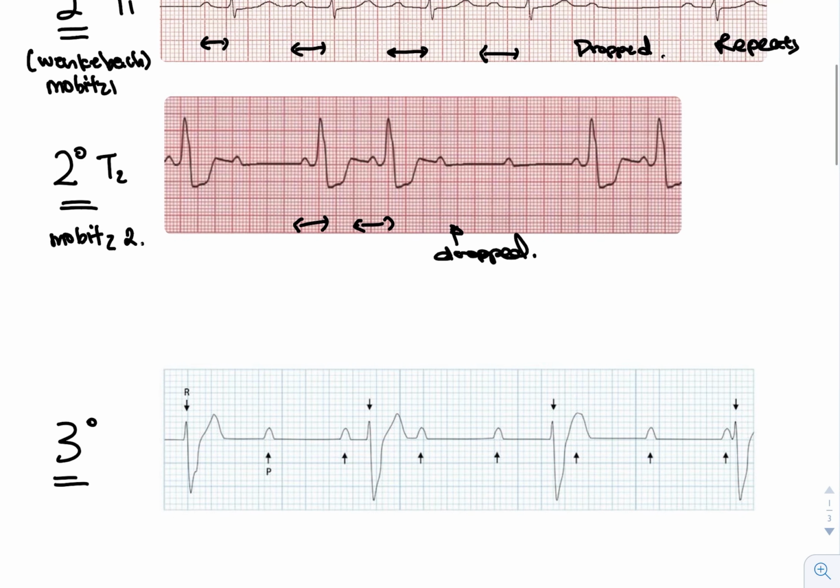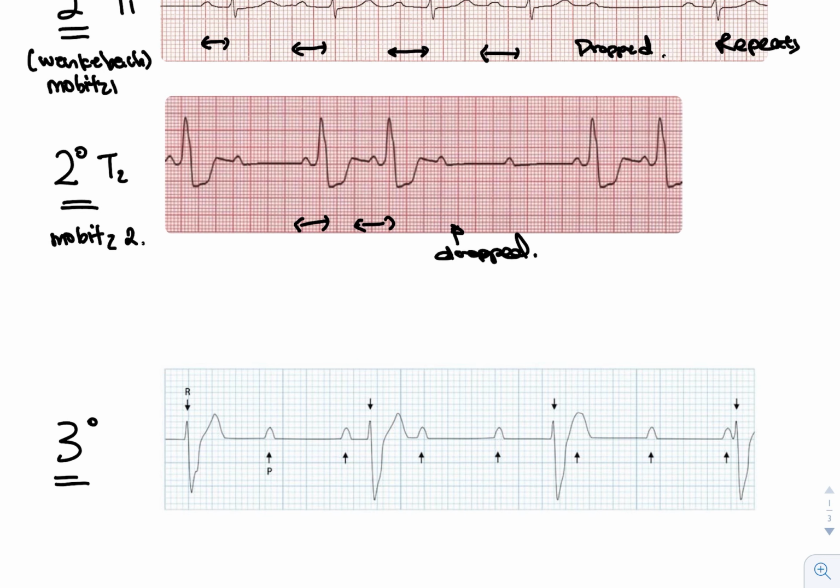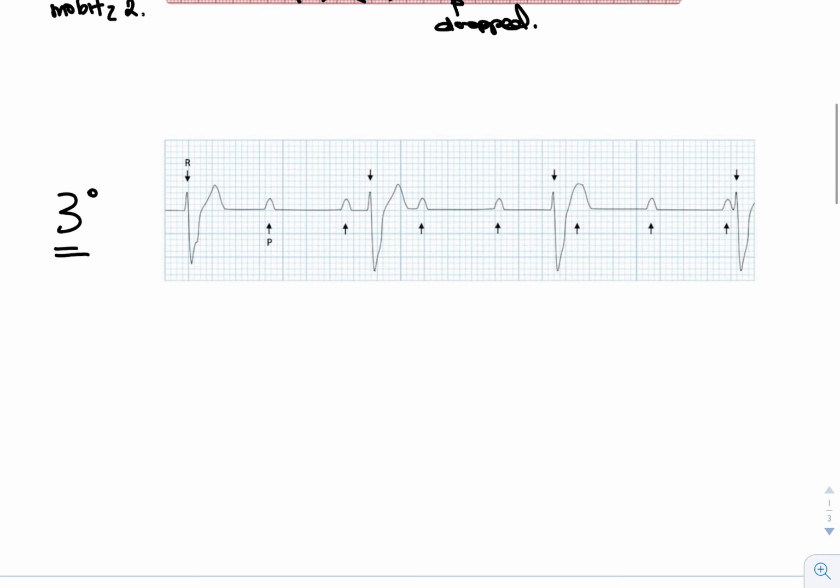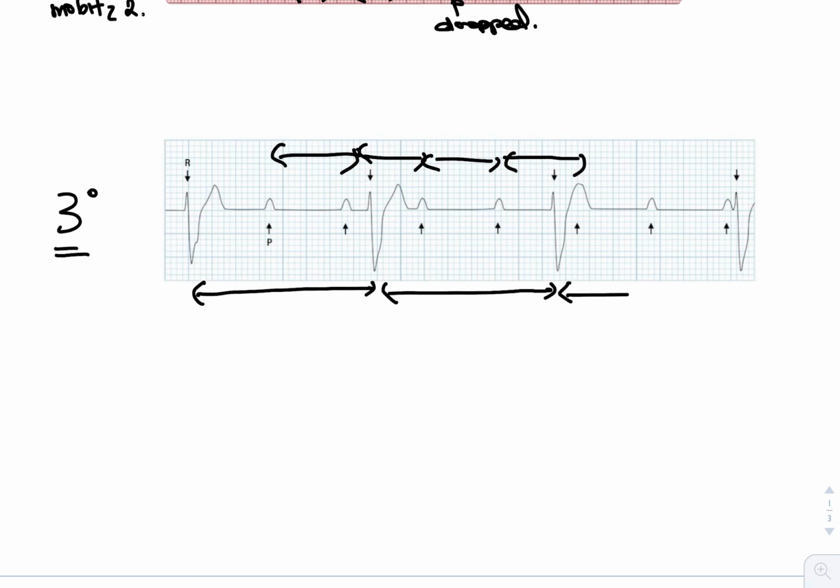With a third degree heart block, you can see that the P waves and the QRS complexes are completely independent of each other. So have a look over here. So the P waves are completely independent, and they often have the same duration between them. In other words, the same number of small squares in between them. Similarly, the QRS complexes also have an equidistance between them.